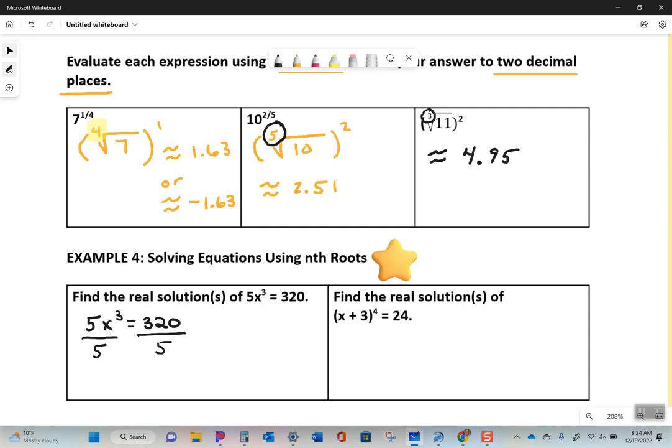Okay. So the thing that we're going to talk about here is this. We're going to end up with x cubed equal to, let's see, 100 and... This should be 64, shouldn't it? Okay. So my friends, when we solve equations using nth roots, we have x to the third power is equal to 64.